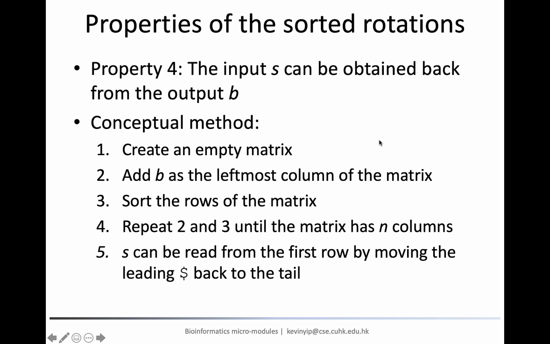This conceptual method works like this. First, we create an empty matrix and add B as a column of it. Then we sort the rows of the matrix, and after sorting, insert B as the new first column of the matrix. This is repeated until the matrix contains n columns, at which point we extract the sequence in the first row, move the $ symbol back to the end, and the result is exactly S. Don't worry if this procedure sounds complex to you. Let's see an illustration, and you will understand exactly how it works.